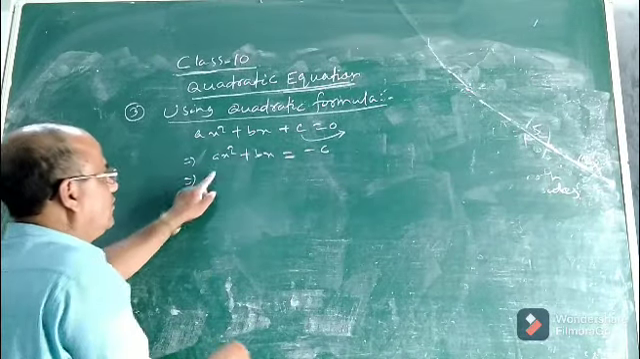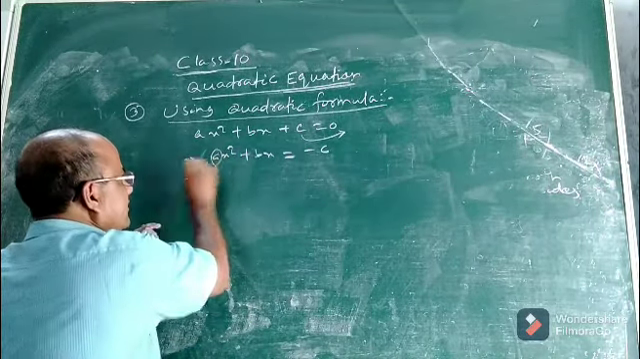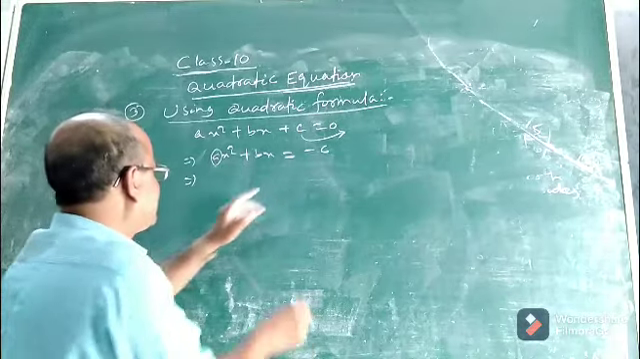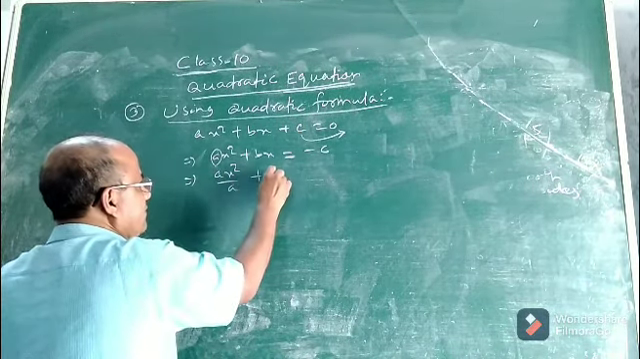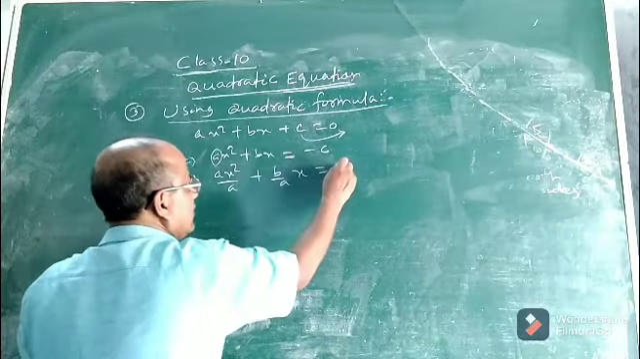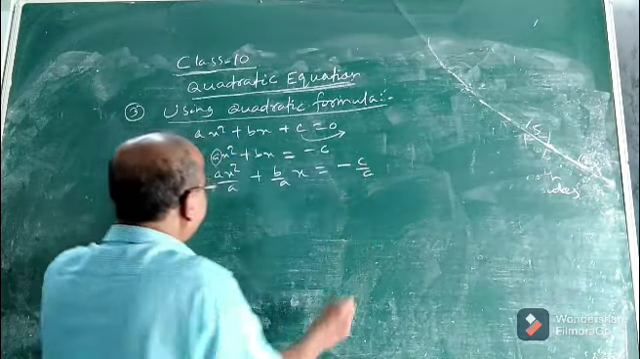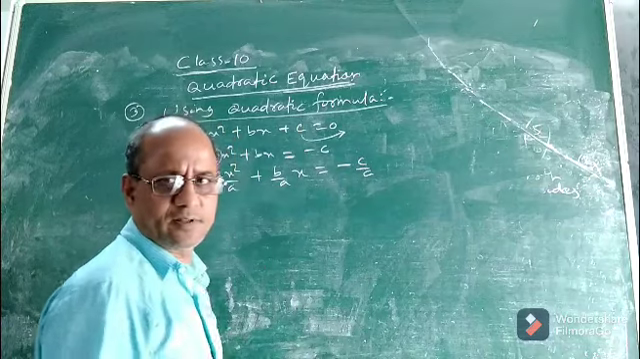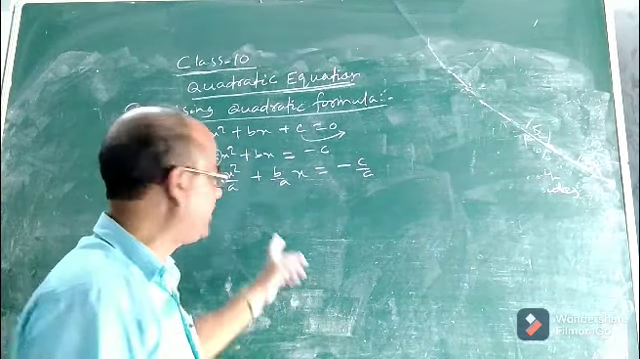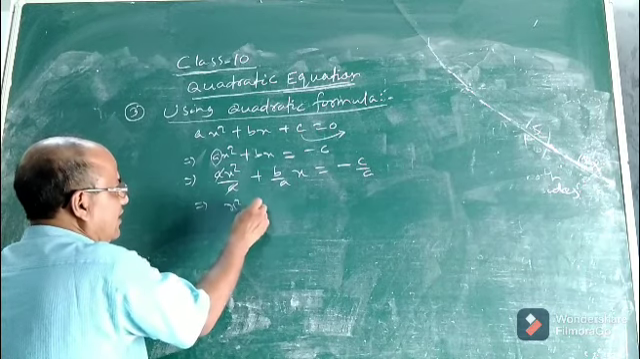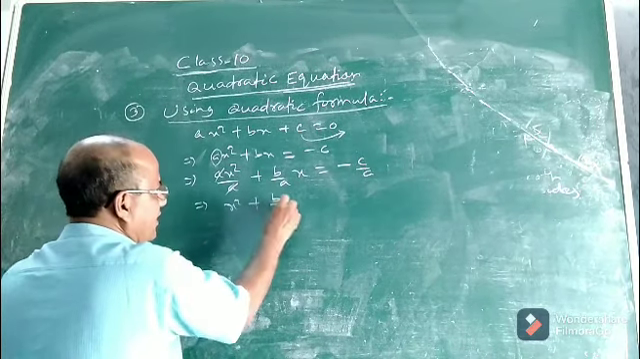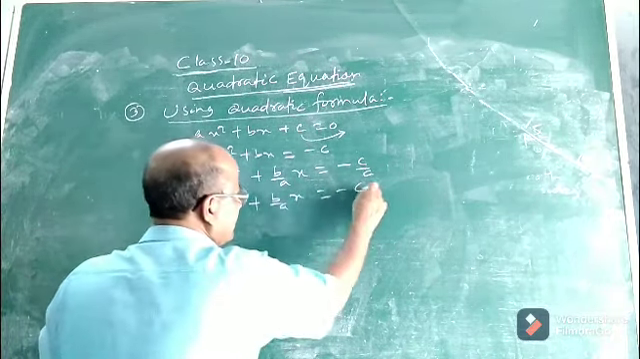Now what is the coefficient of x square? It is a. Now divide by a on each term. So ax square by a plus b by a into x equal to minus c by a. Divide by this coefficient on each term of the LHS and RHS. Now this a and a cancel. So this will be x square plus b by a x equal to minus c by a.